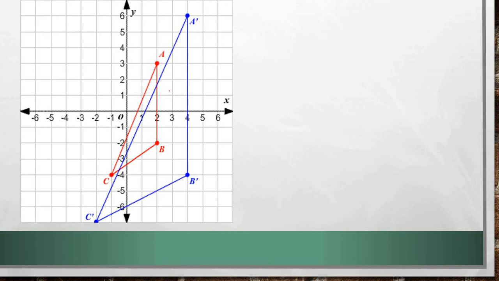Okay, so let's look at a picture. Here's a pre-image, ABC, and an image of dilation, because it's bigger, A prime, B prime, C prime. And our center of dilation here is at 0, 0, or at the origin. So let's see if we can find out what is the dilation factor.